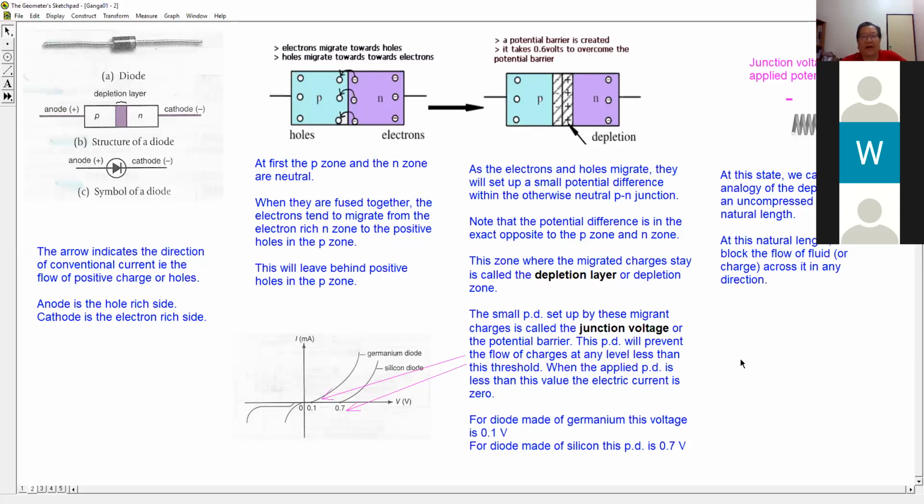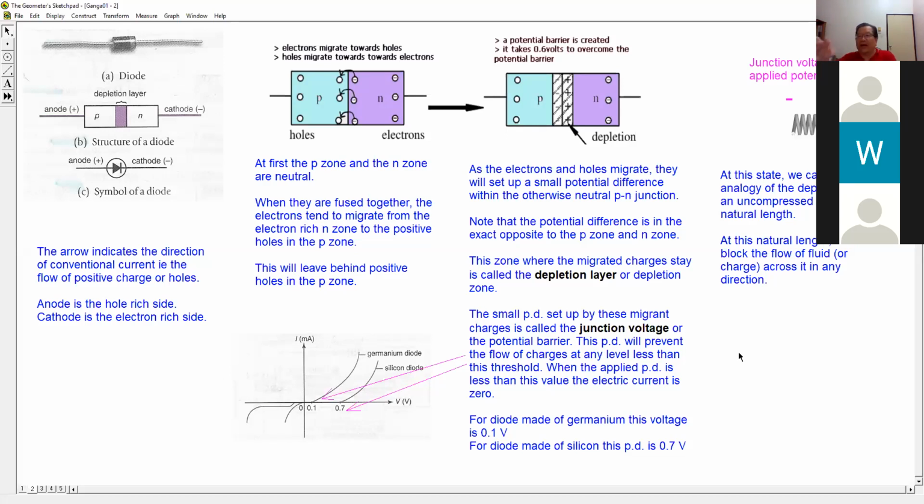Okay, now so far any question or not? So far any question? Sir, the migrated charges are the electrons and the holes. Actually, the electrons and the holes are the same thing, just opposite sides of the coin.